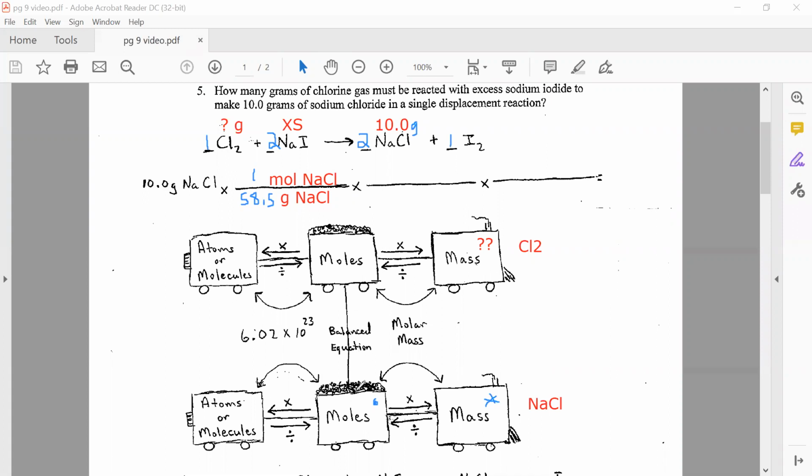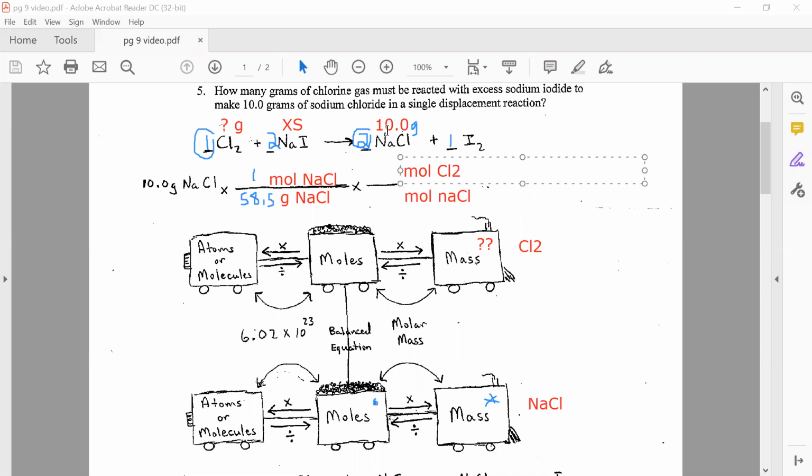The next step is to go between moles and moles. We look at the balanced equation, and we're going to look at this coefficient and this coefficient because those are the 2 things we're comparing. The thing we know goes on the bottom. And even though it's a product, I'm going to put the NaCl on the bottom. So let's do that. I'm going to put moles of NaCl on the bottom, and I'm going to put moles of what I don't know, what I'm trying to find out, moles of Cl2 on top.